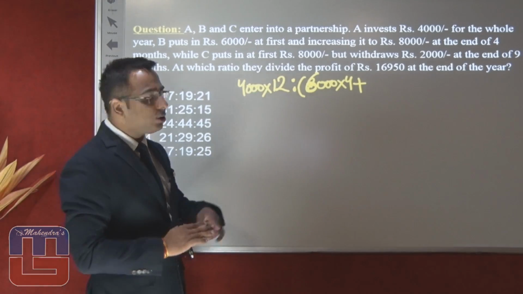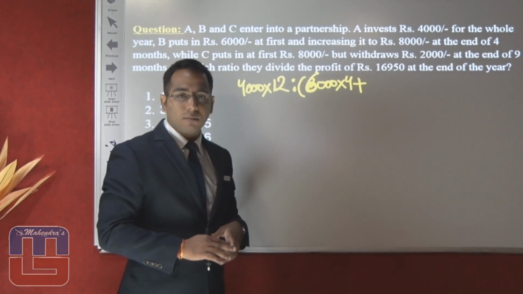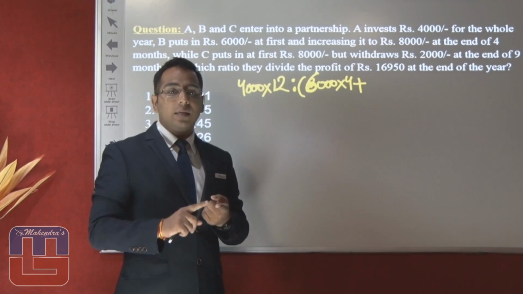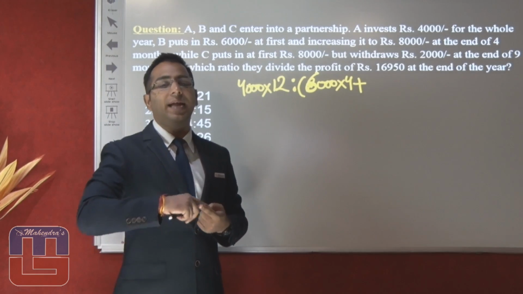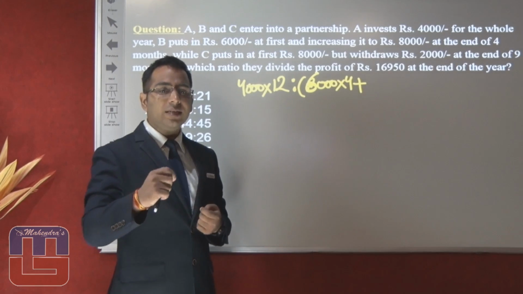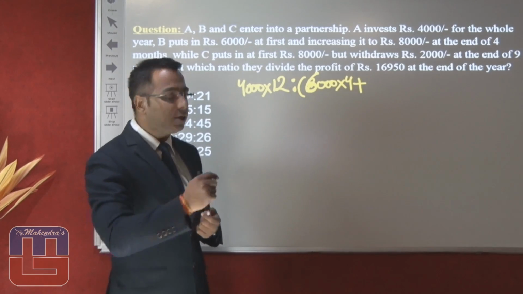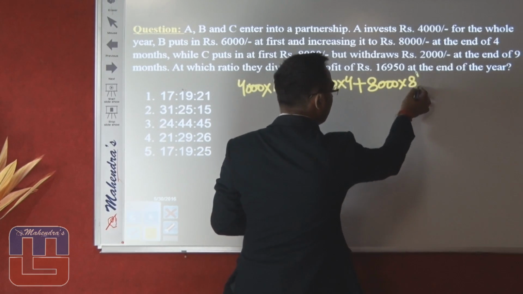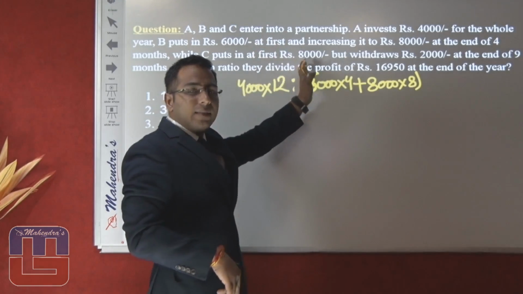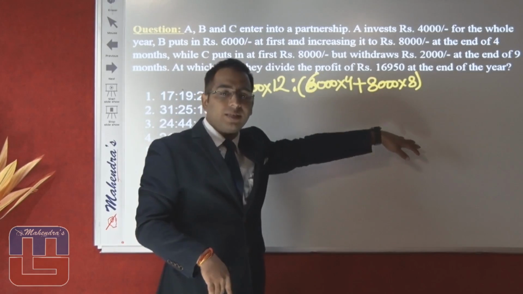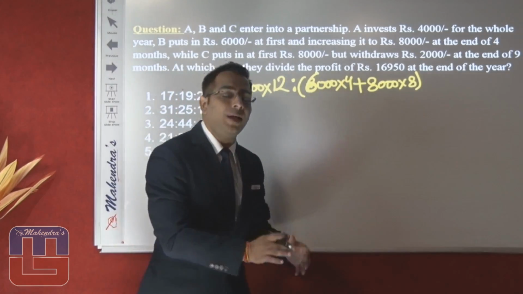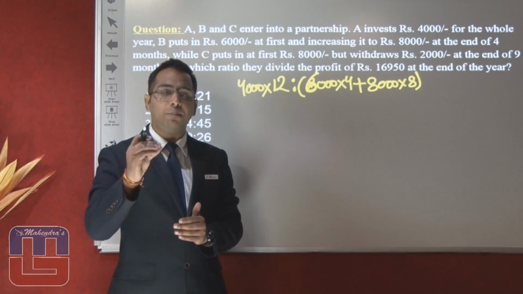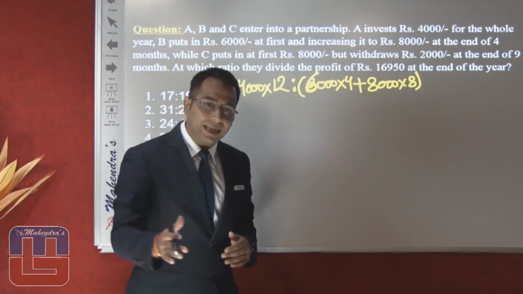Now what students do? They add these values. See, when it is said that it is increased to 8,000, it means it is limited to 8,000. That means the value now he is putting is 8,000, not 14,000. If they said that he increased his money by rupees 8,000, that means he added 8,000 to his investment. But they are saying increases to. That means they have increased and put till 8,000, that much. They are not adding 8,000 to 6,000.